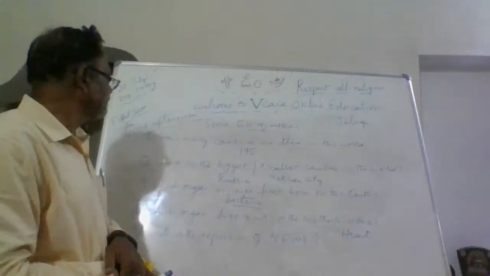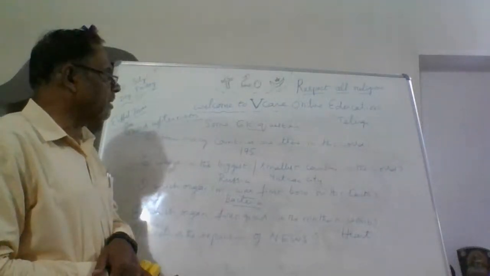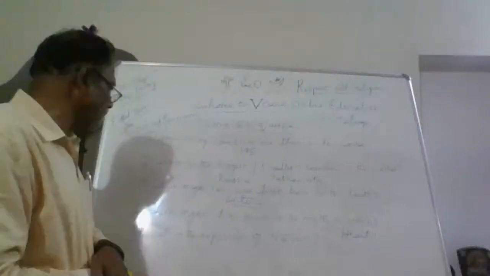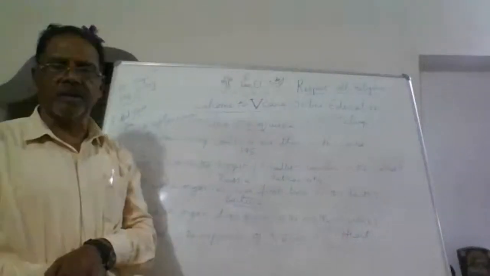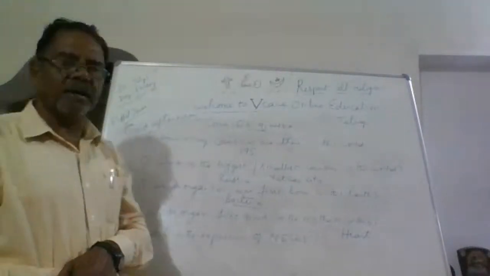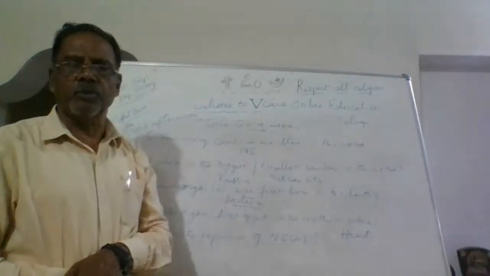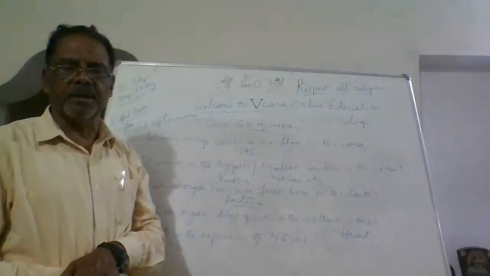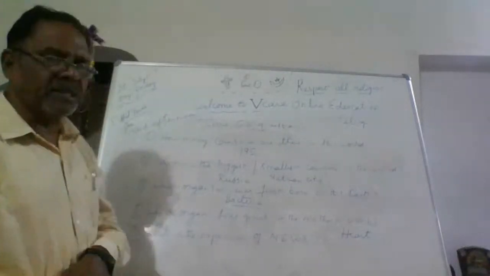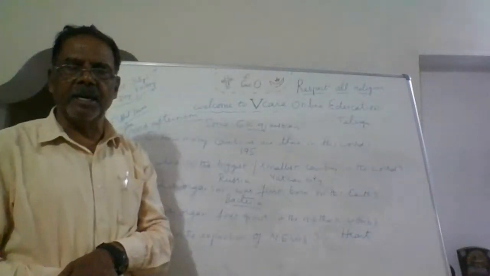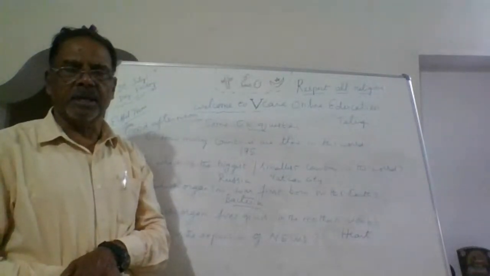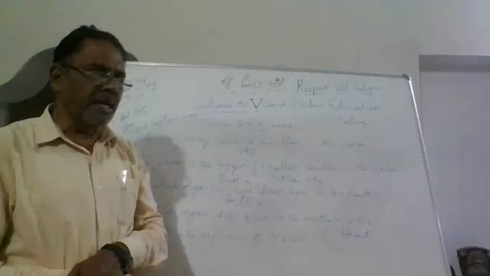I repeat, how many countries are there in this world? 190. Which organism was first born on this earth? That is bacteria in water. Which organ first grows in the mother's womb? Womb, in the mother's stomach. That is the heart. What is the expansion of news? NEWS. It is north, east, west, south. It is the four directions and expansions.